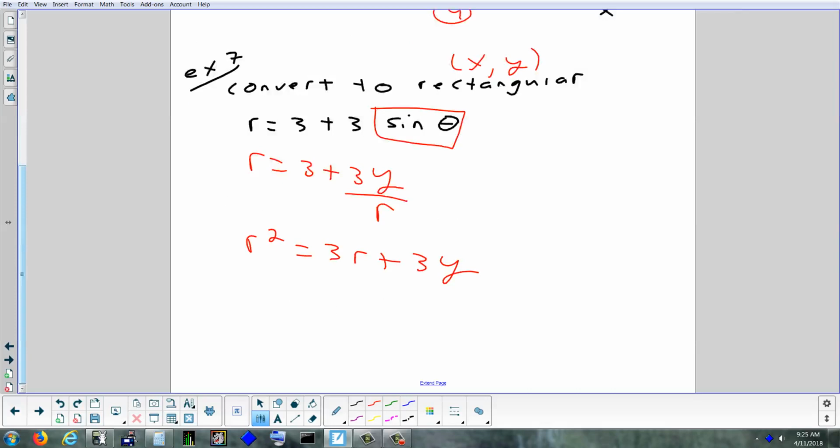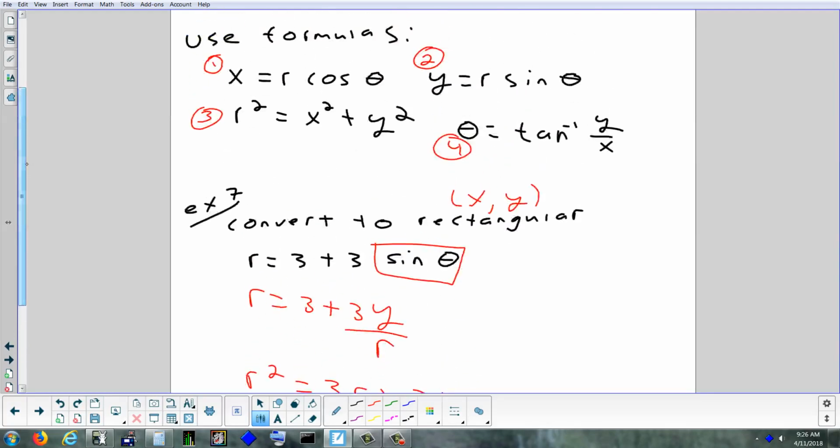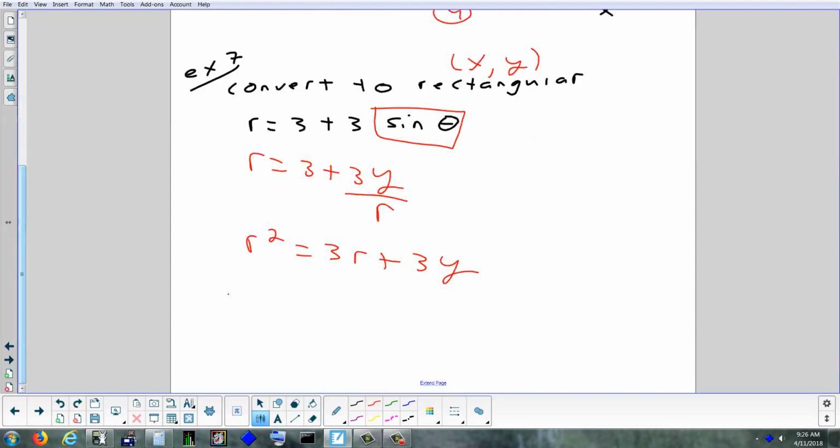But now it's not in any form. You're mixing y's and r's. It's not polar. It's not rectangular. It's kind of halfway between the two. But look at r squared. What formula could I use up above that would change r squared to x's and y's? Yep. Formula 3. We can make it an x squared plus y squared. So now that side's good. The 3 is fine. And the 3y is fine. The only thing we have to get rid of is r.